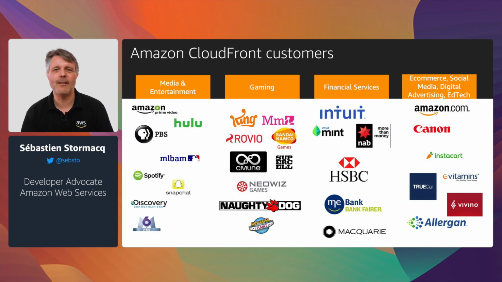It might be financial institutions such as Intuit or HSBC. It can be e-commerce websites, Amazon.com, of course, but the others that you can see on the list there on the right side of the slide. CloudFront is also very popular for gaming and, of course, for media and entertainment, where these companies are distributing a lot of content over the internet. In gaming, Supercell, Rovio; in media and entertainment, Amazon Prime Video, Spotify, Snapchat, or M6 Web. M6 is a private TV channel in France.